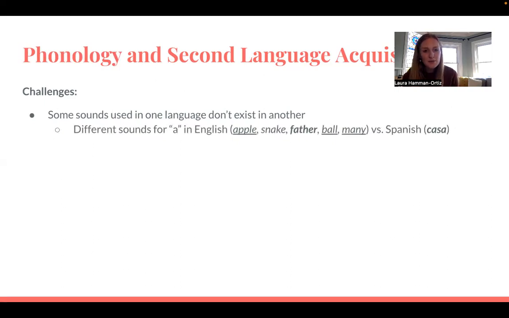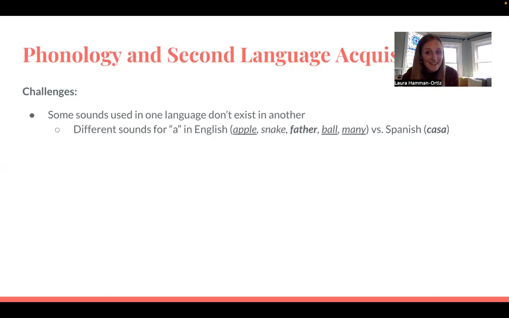This gives just a quick example. In English, for example, there are many different sounds. Letters can make many different sounds. So the letter A in English can make the sound A as in apple, A as in snake, A as in father, A as in ball, and E as in many. And in Spanish, that same letter just makes one sound, casa, A, which would be the same sound that we hear in father. So there's a correspondence there.